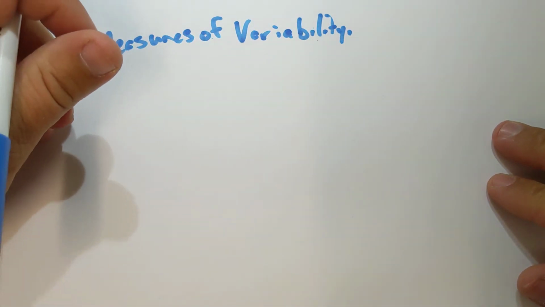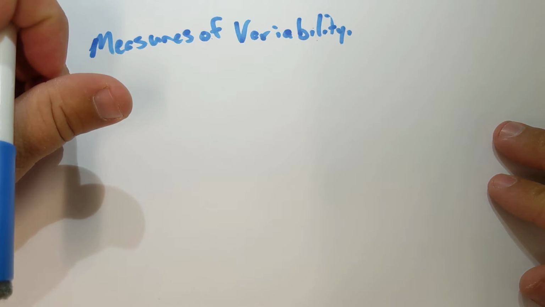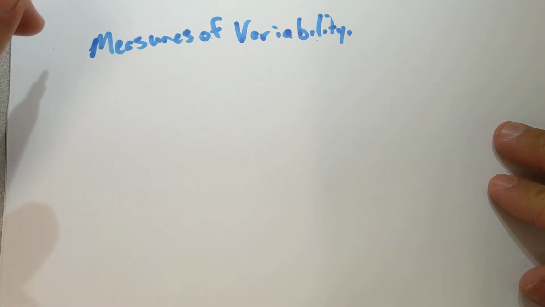Now, a measure of variability describes how far spread out the data is. We're going to use a box and whisker plot later to help us visualize this. The first thing I want to talk about is the interquartile range.